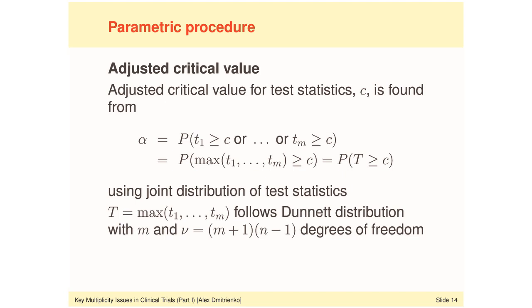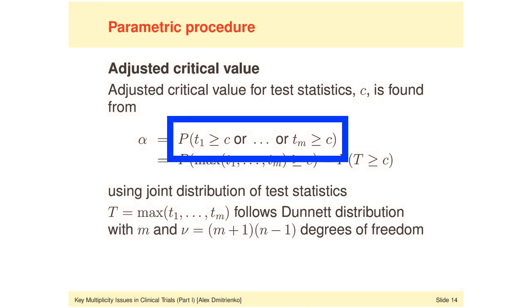Another way to present the same mathematical argument is to define the decision rules for the null hypotheses in terms of the test statistics rather than p-values. Then find a common adjusted critical value for those test statistics. In this case, alpha is equal to this probability that you see on the slide right now. It's the probability that at least one test statistic is greater than or equal to the common adjusted critical value. It is denoted by C, and therefore this probability is the probability that the uppercase T is greater than or equal to C, and the uppercase T is the maximum test statistic.